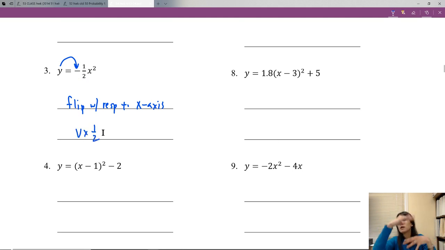So you never talk about the y values, like it's more compressed on the y. No, you just talk about it like this. Okay, so if it's half, it'll be wider. If it's 2, it'll be narrower. Okay, good. This one is a shift. What is the shift? 1 right and 2 down. Right, okay, next one.